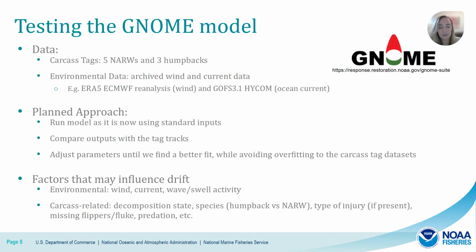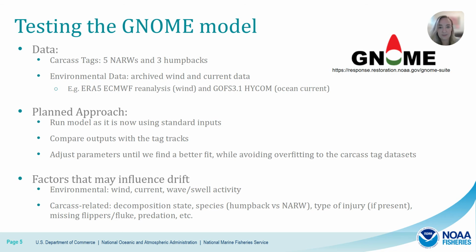We'll do this by first running the model using standard parameters, comparing those outputs to the carcass tag drift patterns, and then we'll adjust parameters and input data to see if we can get a more accurate representation. Some of the elements that we will consider during this process will include various types of environmental data, including wind and currents, but also potentially wave, swell, and tidal activity, as well as carcass-related factors, including but not limited to decomposition state and differences between species.